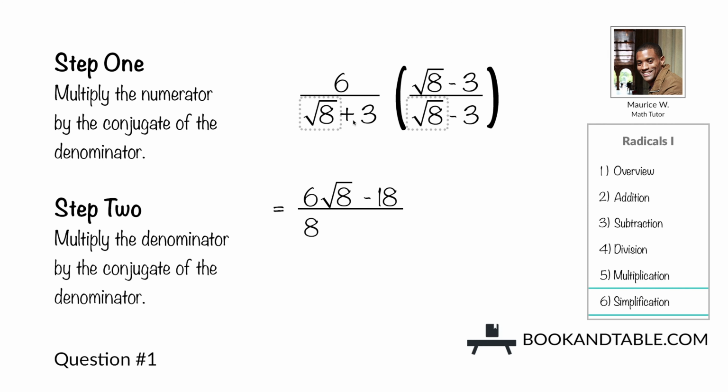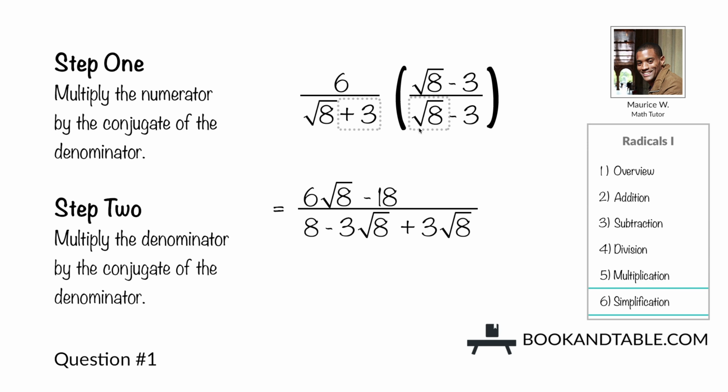Step 2, multiply the denominator by the conjugate of the denominator, radical 8 minus 3. When we do so, we're going to use the FOIL method since we're multiplying a binomial times a binomial. So this term is multiplied times both of these terms, and the 3 is multiplied by both of these terms as well. Radical 8 times radical 8 is equal to 8. Radical 8 times negative 3 is negative 3 radical 8.